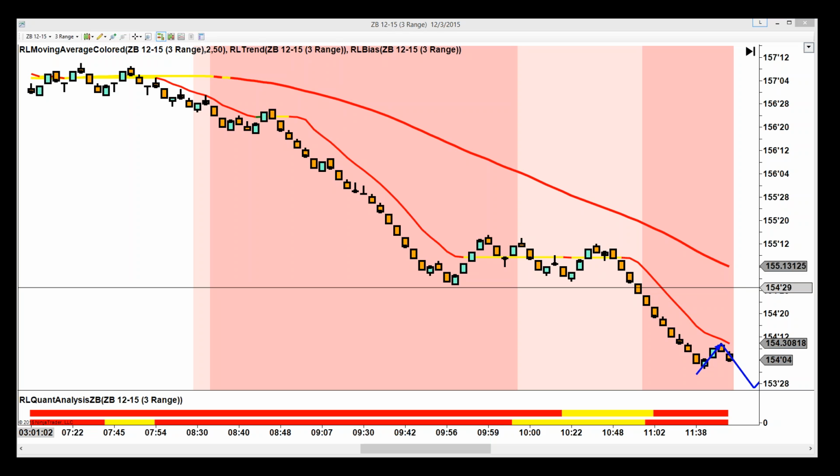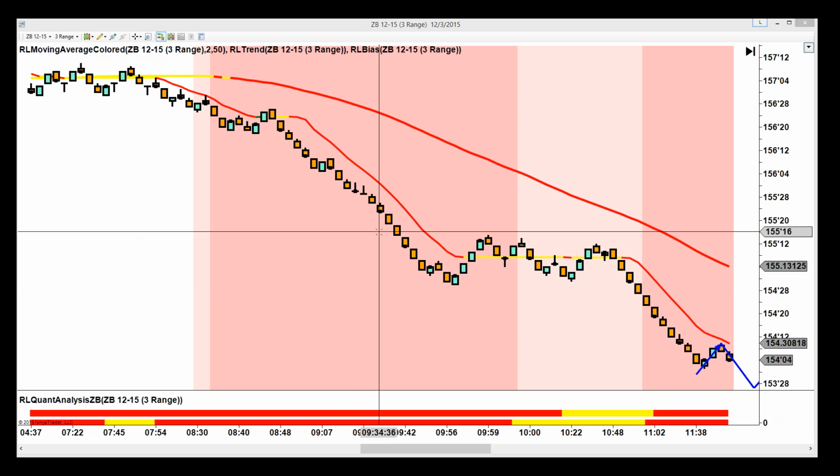Michael, these are our indicators. Michael asks whether these indicators are on thinkorswim. These are on NinjaTrader. We also have them now on Sierra Charts. So if you have Sierra Charts or NinjaTrader, they will work for you. We're not on thinkorswim.